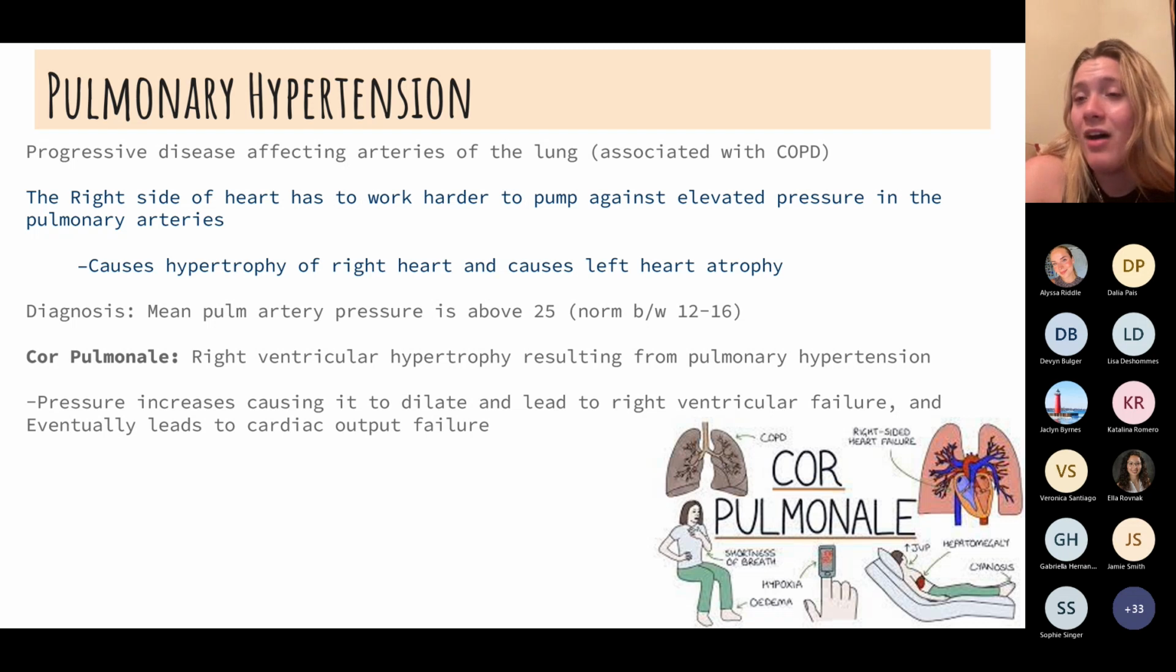If we have a really stiff valve, it's going to lead to heart failure. So that's what our cor pulmonale is. That is when I have a right ventricular hypertrophy from pulmonary hypertension. So my pulmonary hypertension led me to right-sided heart failure. And that, in a nutshell, is cor pulmonale.